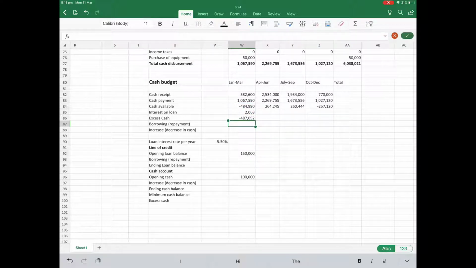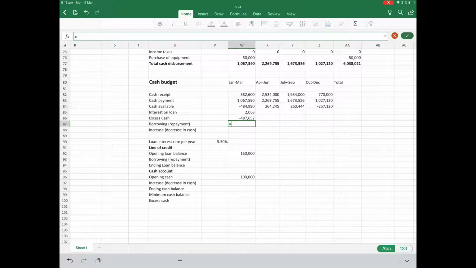For the excess cash, you see that the cash available is this, and then we also have to pay the interest, so that will be minus this one. So that means they have more loss, right? If they have some excess cash, then they have to pay the balance. However, because here they got negative cash, they cannot pay, and they also have to bring the balance back to 100,000. Remember that the opening cash balance is already 100,000. They cannot have any decrease in cash, because then they would not be able to maintain the minimum cash balance of 100,000.